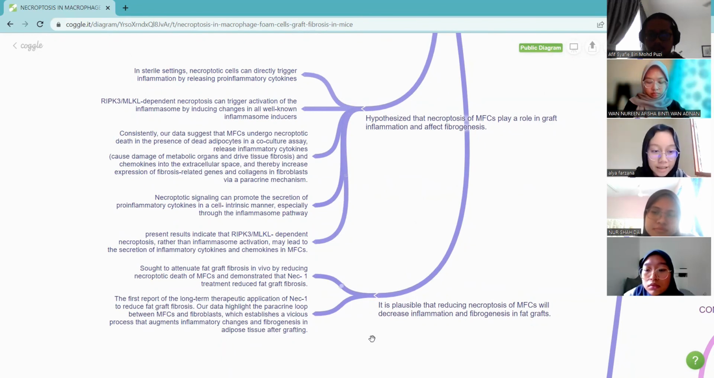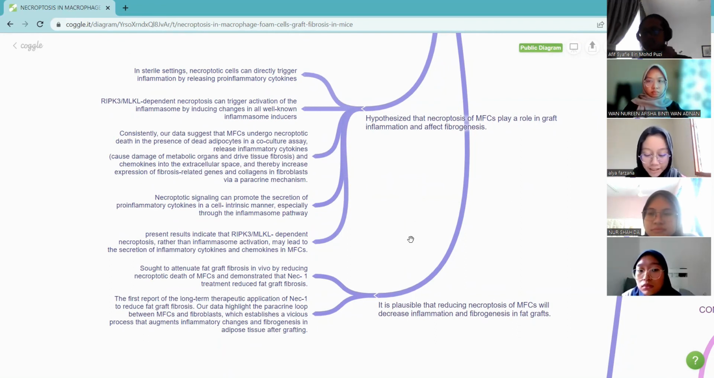This is the first report of the long-term therapeutic application of NEC1 to reduce fat graft fibrosis. So this study highlights the paracrine loop between MHCs and fibroblasts, which establishes a vicious process that augments inflammatory changes and fibrogenesis in adipose tissue after grafting. So I'll pass it to the conclusion.